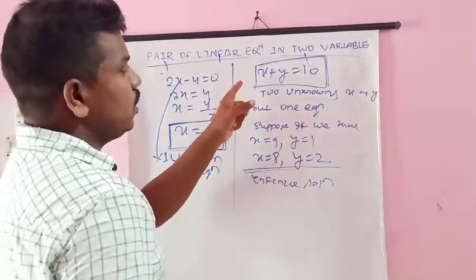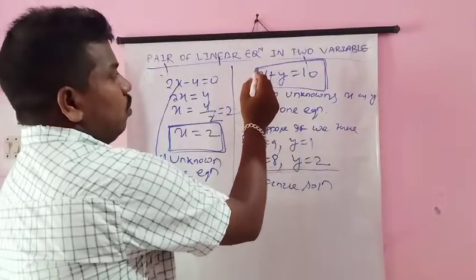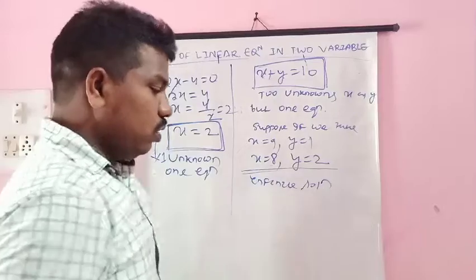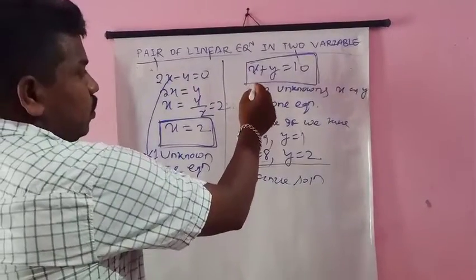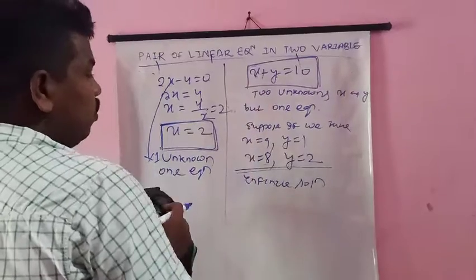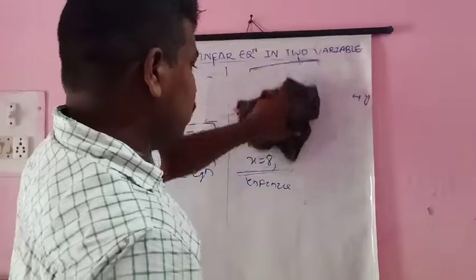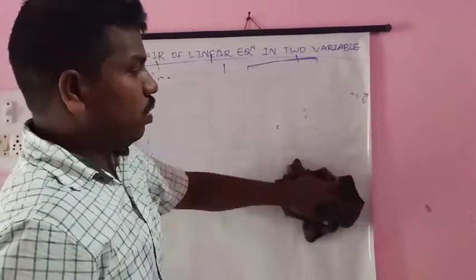But if we need one particular solution, then we must take a pair of linear equations. For this type of equation, we need two equations. For this reason, we have to study pair of linear equations in two variables.